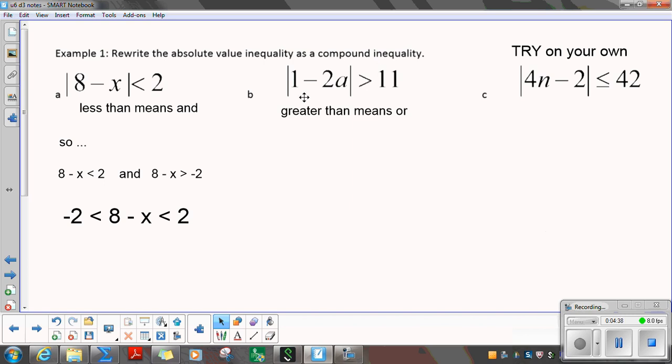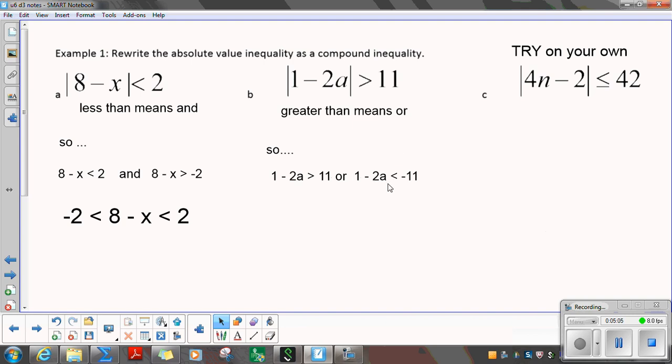So basically, again, I rewrite it the same way. First inequality is just going to be rewritten with the same sign and the same number. I just lose the absolute value symbols. Then I write the word or. I write 1 minus 2a again. Flip the sign so it becomes less than, and make this a negative 11. Okay? So I have the one that looks identical, just minus the absolute value symbols.